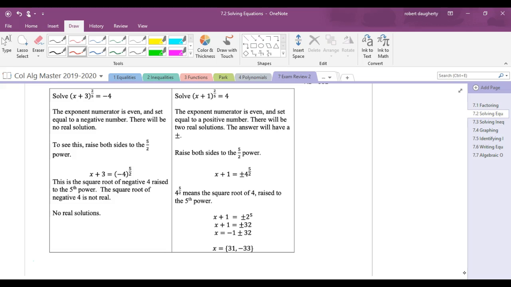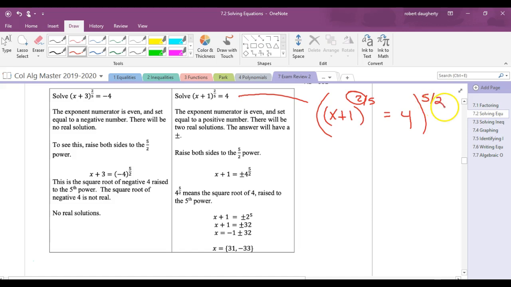Let me do the one on the right first. x plus 1 to the 2/5 is equal to 4. Since that is an even number, I'm going to have a plus or minus in my answer. Okay, so I'm going to raise everything to the 5/2 power, and I get x plus 1 equal plus or minus 4 to the 5/2.